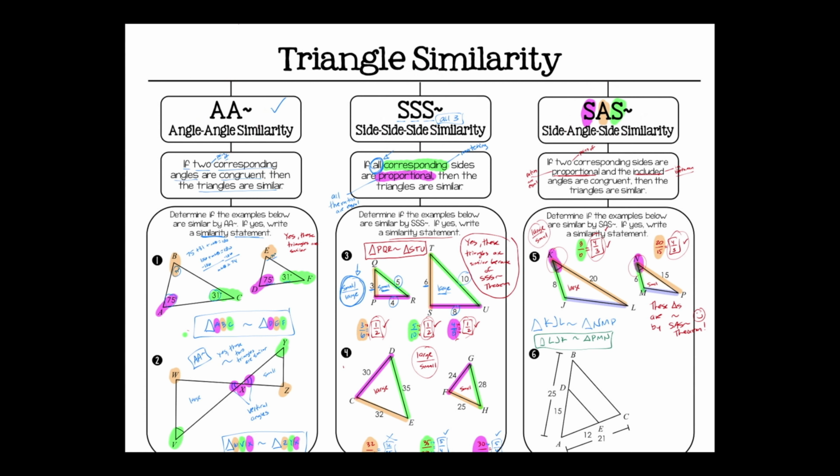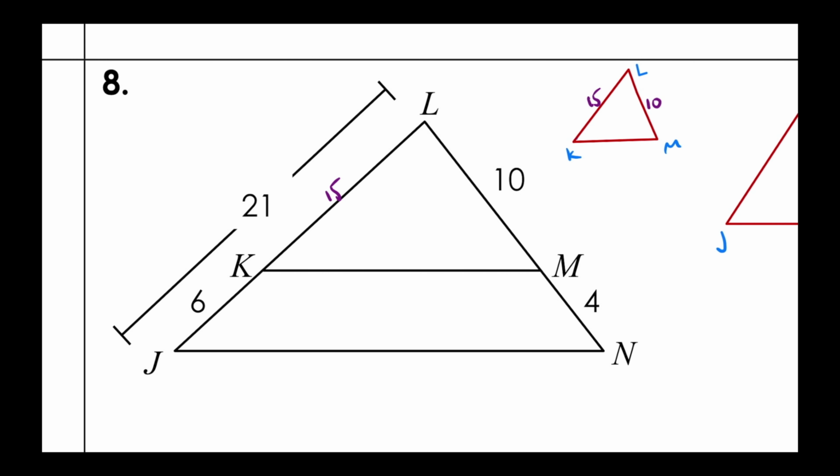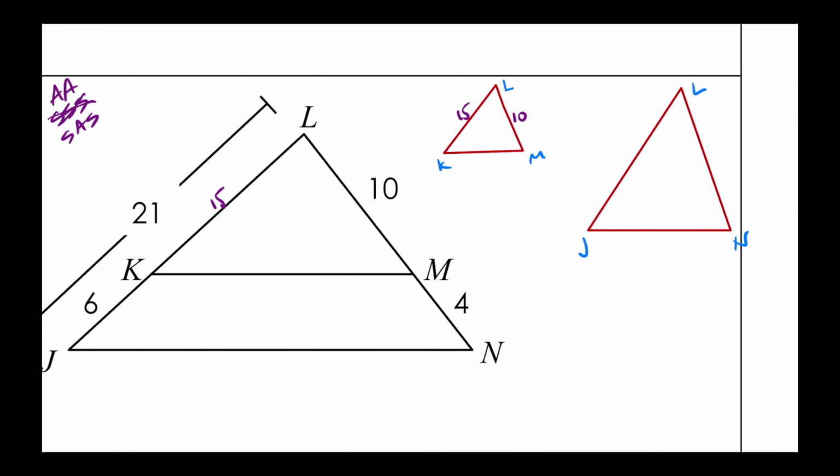Okay? And one of the ways is side, side, side. That means I need all 3 sides of both triangles. And if I look here, I don't have all 3 sides. So it's not going to be SSS. So your brain should start saying, okay, it's going to be one of these. It can't be SSS because I don't have the third side.